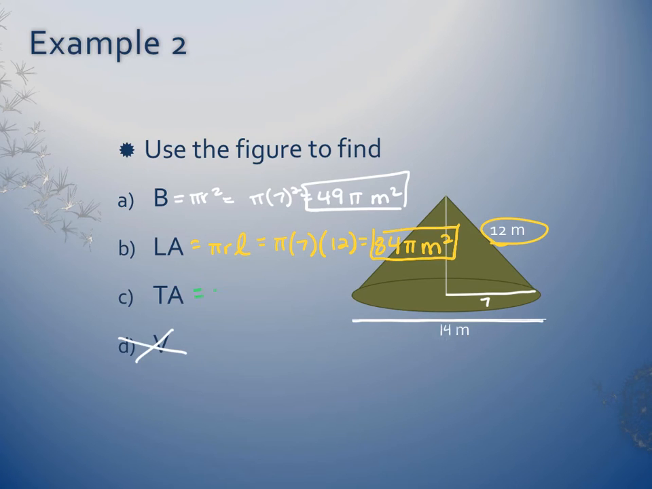The total area is pi r squared plus pi r L, or pi r squared plus the lateral area. We already know pi r squared, that's 49 pi, plus the lateral area we also already know is 84 pi. And I get 133 pi meters squared.